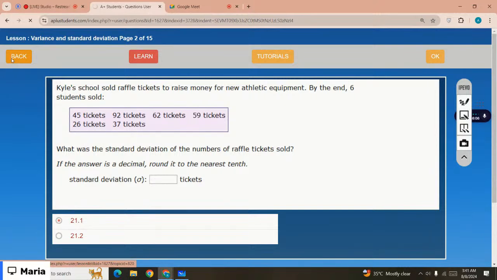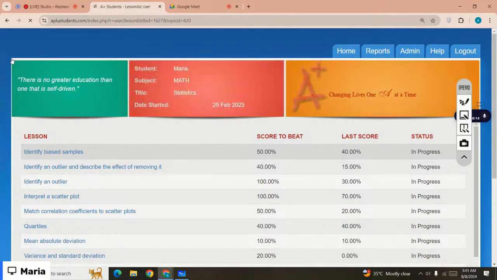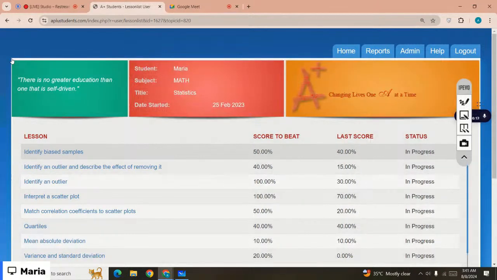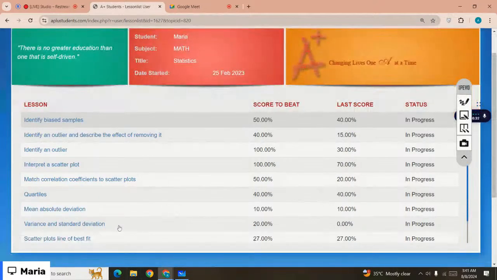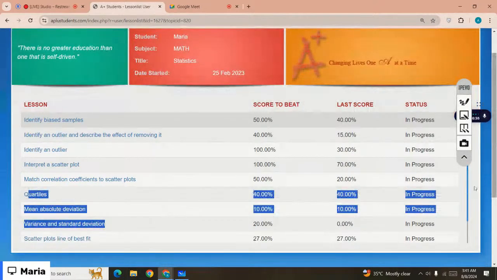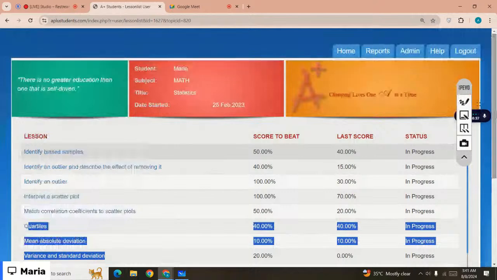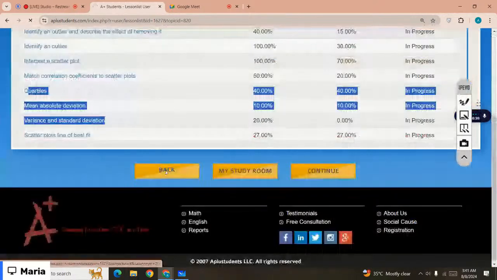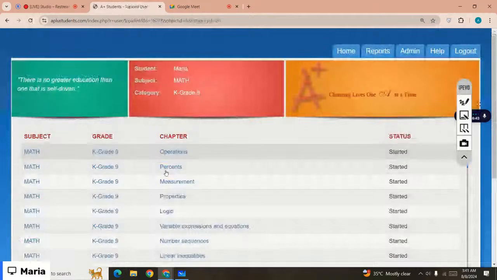So we were working on grade 9 math. The chapter we were working on is statistics. The lessons we have covered today are quartiles, mean absolute deviation, variance, and standard deviation. Make sure before the next session you complete all the practice questions for the lessons we just did. That is your homework until next session.